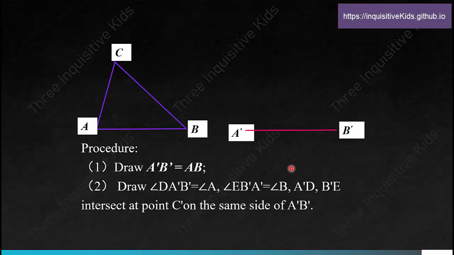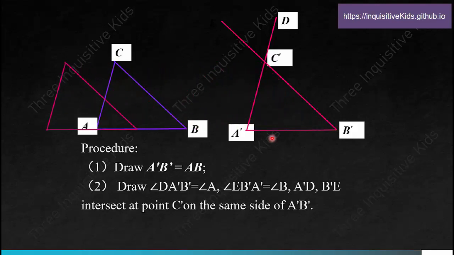So here's how we do it. First we draw angle D A prime B prime equal to angle A. Here. Then angle E B prime A prime equal to angle B. And then A prime D and B prime E intersect at point C prime on the same side of A prime B prime. And then there you have it. We have triangle A prime, B prime, C prime. Think, what pattern can you find from it?